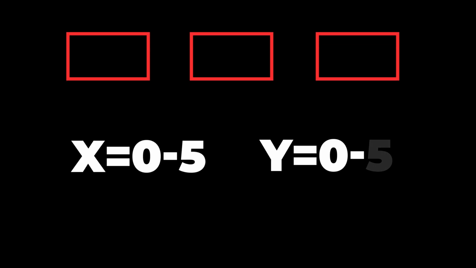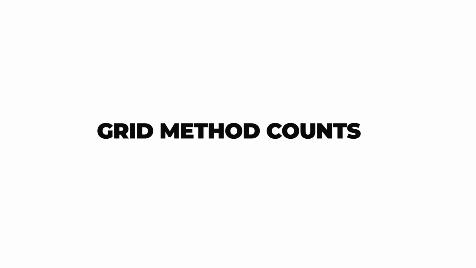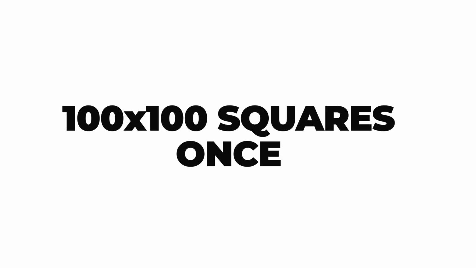Let's test it. Take the first example. 3 rectangles. Using grid sweep, we can check each unit square between x equal to 0 to 5 and y equal to 0 to 5. Count the covered squares. Result 20. Exactly matches the sample. Now the second example. 2 identical rectangles. Grid method counts 100 by 100 squares once.